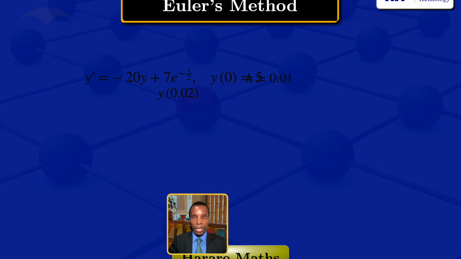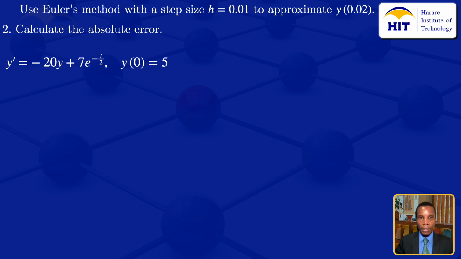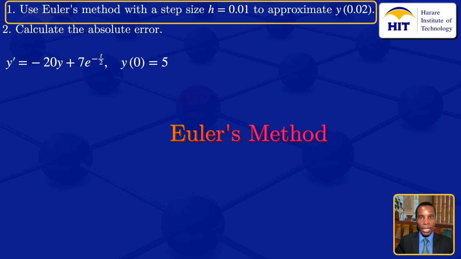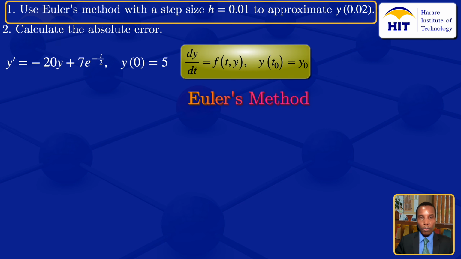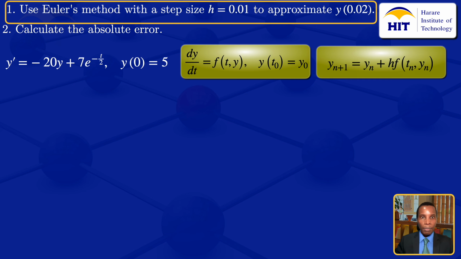So we are given that first order ODE. I'll start by looking at the first question here, using Euler's method. When you are using Euler's method, we are looking at ODEs of the form dy/dt = f(t, y), subject to the initial condition y(t0) = y0. And for the approximation using Euler's method, we get that y_{n+1} = y_n + h f(t_n, y_n).